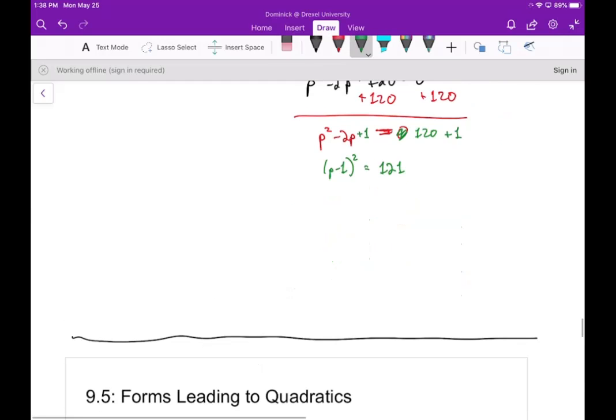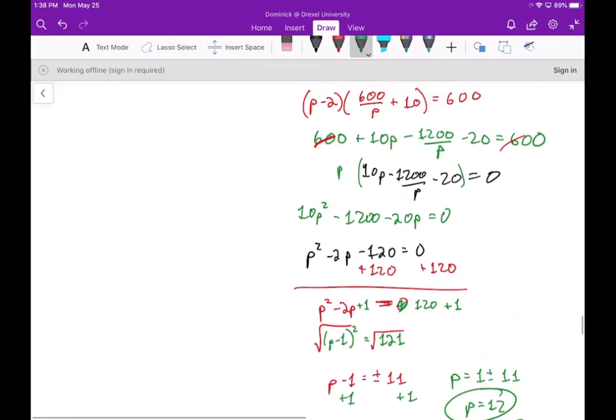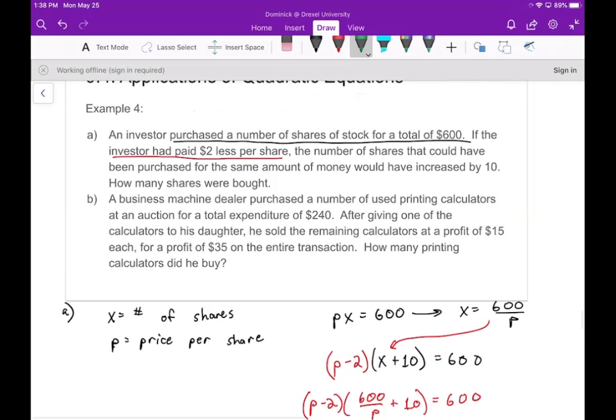So now if we square root both sides, we get that P minus 1 is equal to plus or minus 11. And then if we add 1 to both sides, we get P is equal to 1 plus or minus 11. So we get either P is equal to 12 or P is equal to negative 10, right? And of course, in this case, the negative doesn't make sense again. So we would take that P is equal to 12. So that means that the price per share was 12.